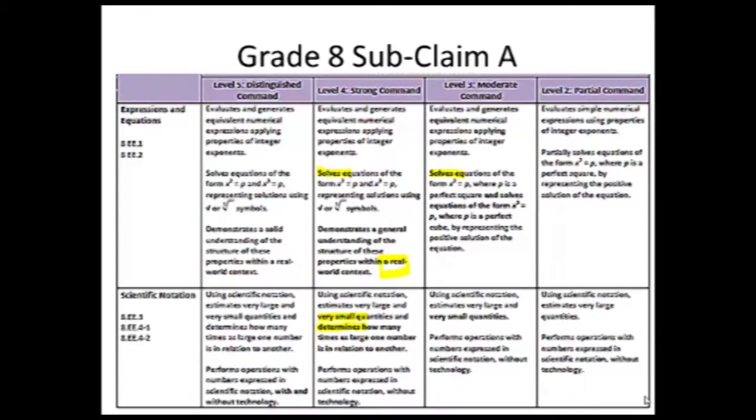And in addition, you see the use of technology with and without technology. Interestingly enough, at the level 5, the with technology comes into play. So that's something to think about, the kinds of problems kids might be given if they're allowed to use technology and have to perform operations with those scientific notation numbers. So that's 8th grade subclaim A.